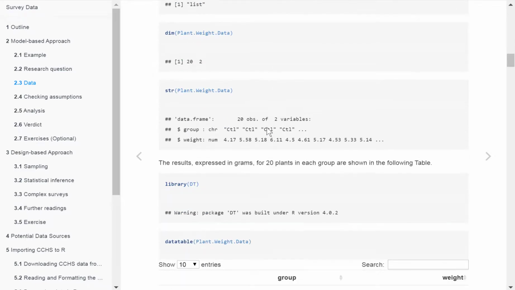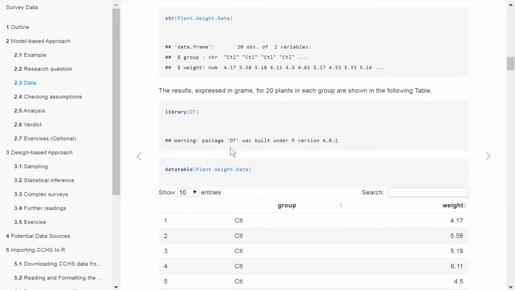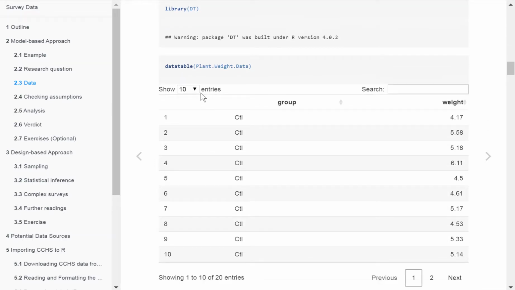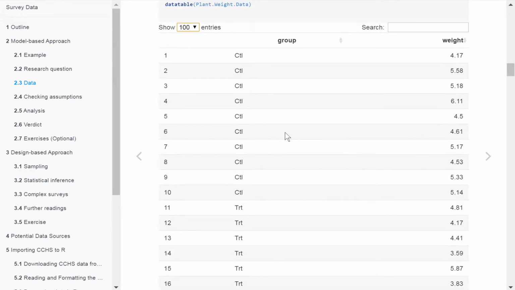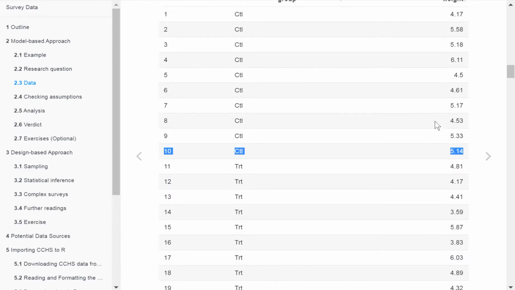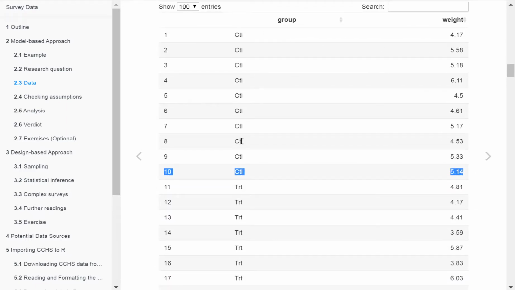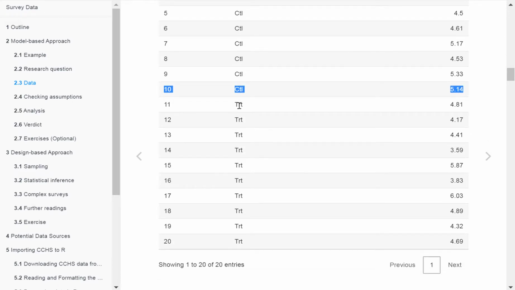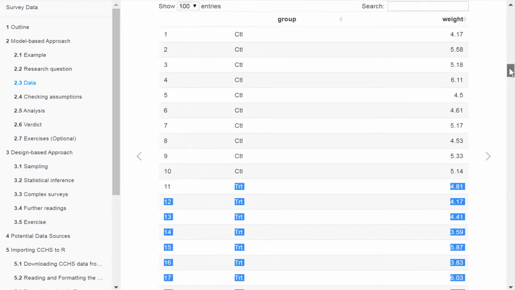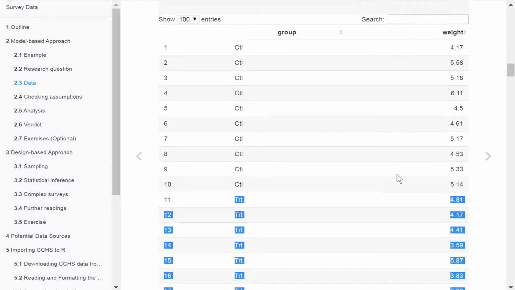So what does that look like? If you look at the entire entry, you will see 10 of these are in the control group and the rest of the 10 are in the treated group, and these are the yields that you get. So what is the first thing you should do when you get to see data?